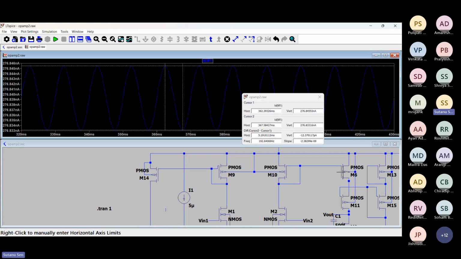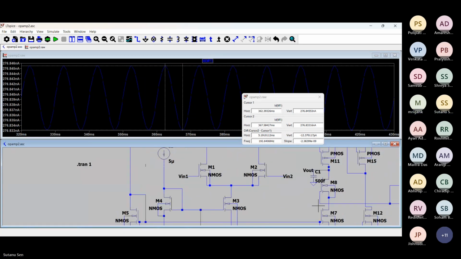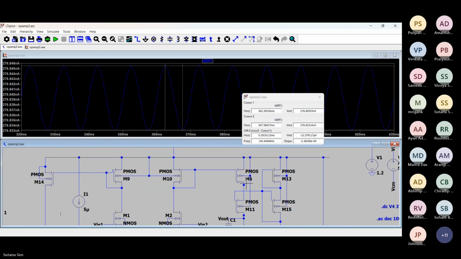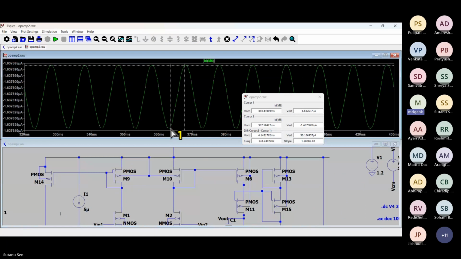Sir, M1 is 12 picoamps, whereas M14 is 63 picoamps, peak to peak. M1 is 12 picoamp and M14 is 63 picoamp. And what about M6? Here we are trying to see the peak to peak current. Sir, M6 is 51 picoamps. So again, peak to peak currents in M14 and M6 are similar.